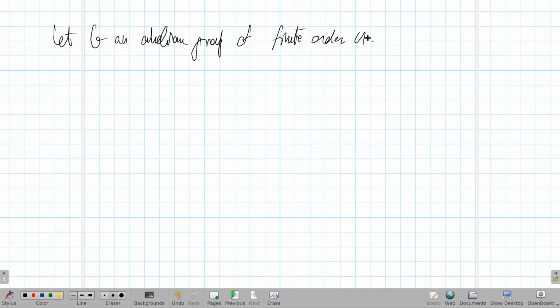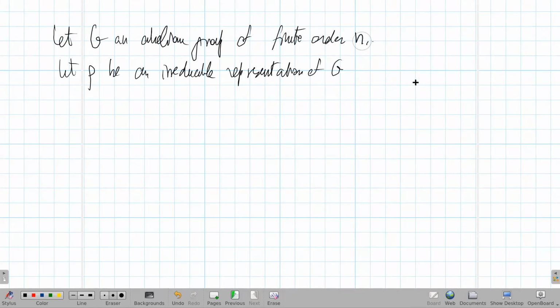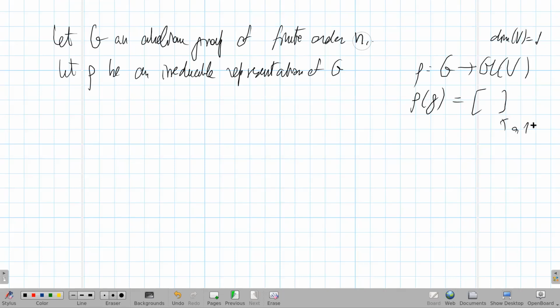First, note the fact that it's absolutely elementary. So let G be an abelian group of, let's repeat it, of finite order n. And let rho be an irreducible representation of G. So this means that rho goes from G to GL(V), where the important thing is that the dimension of V is 1, okay? So what's rho of an element g? It's a 1-by-1 matrix, okay?